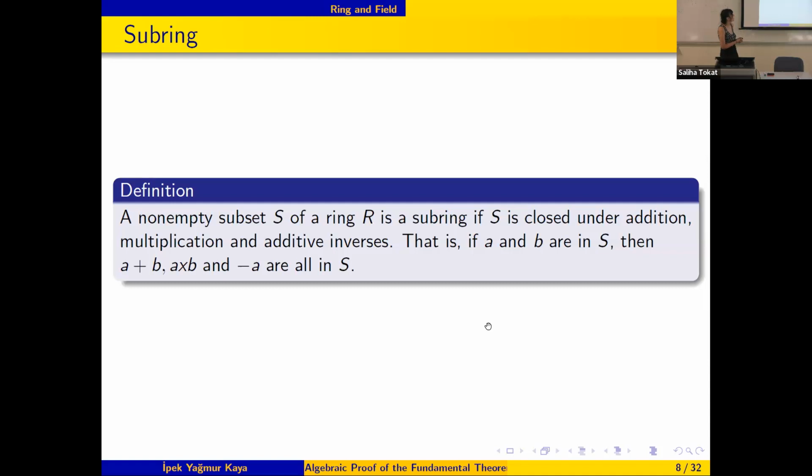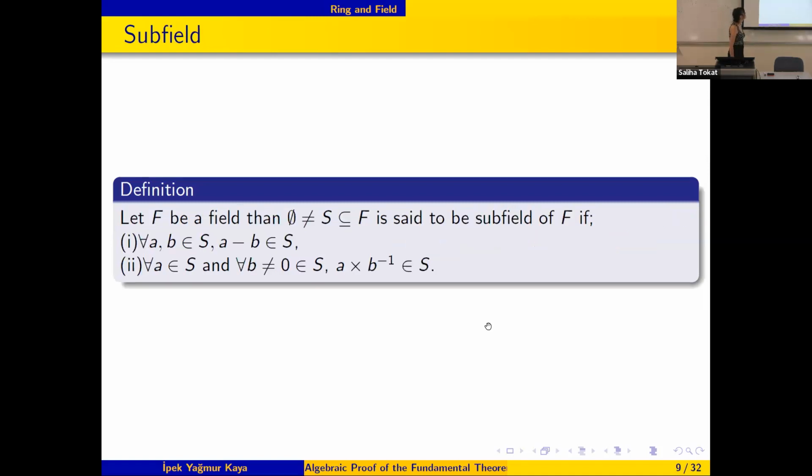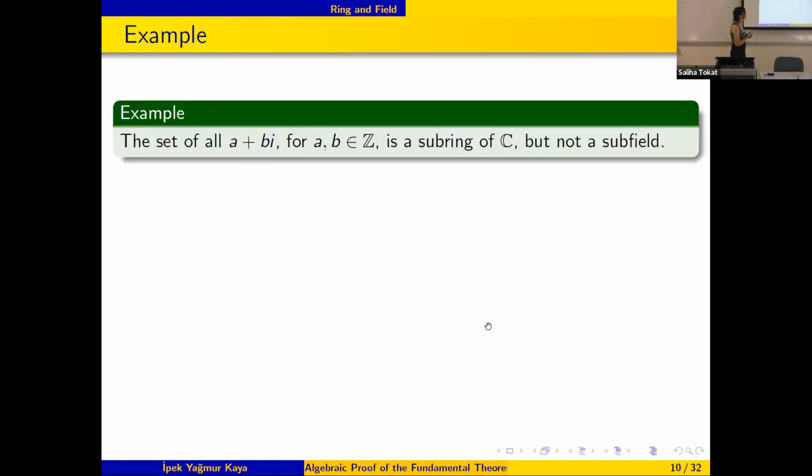And subring: a non-empty subset S of the ring R is a subring if S is closed under addition, multiplication, and the additive inverse. That is, if a and b are in S, then a plus b, a times b, and minus a are also in S. And subfield: let F be a field, then S, a non-zero subset of F, is said to be a subfield of F if for all a and b in S, a minus b is in S, and for all a in S and non-zero b in S, a times the inverse of b is in S.